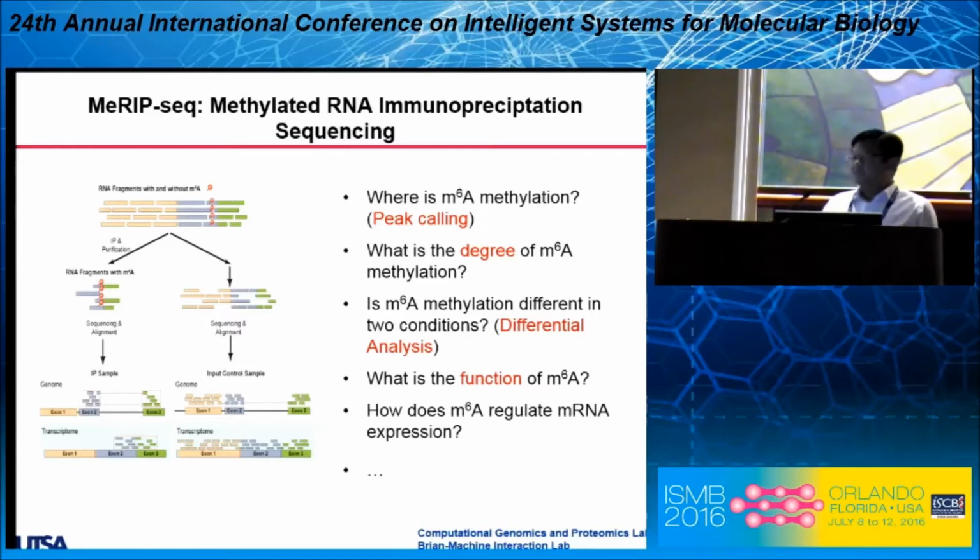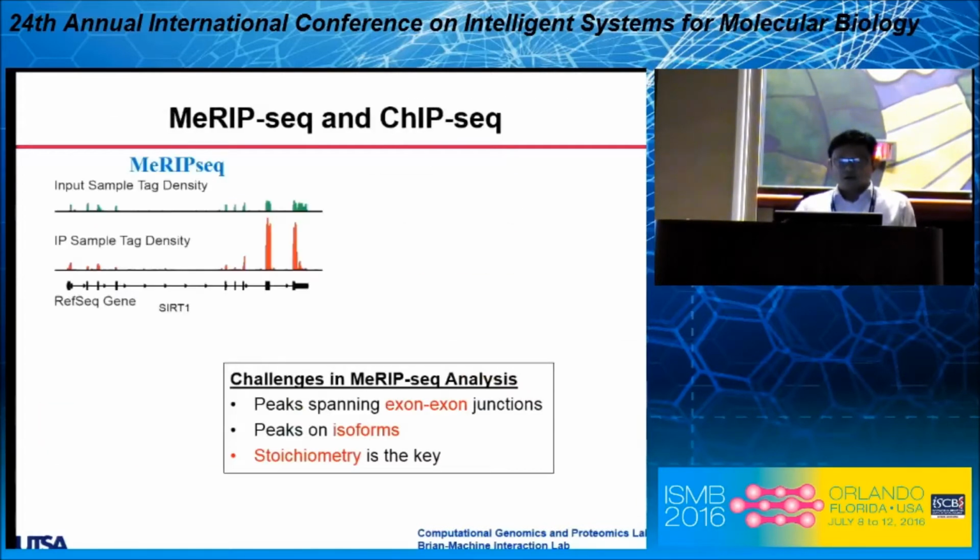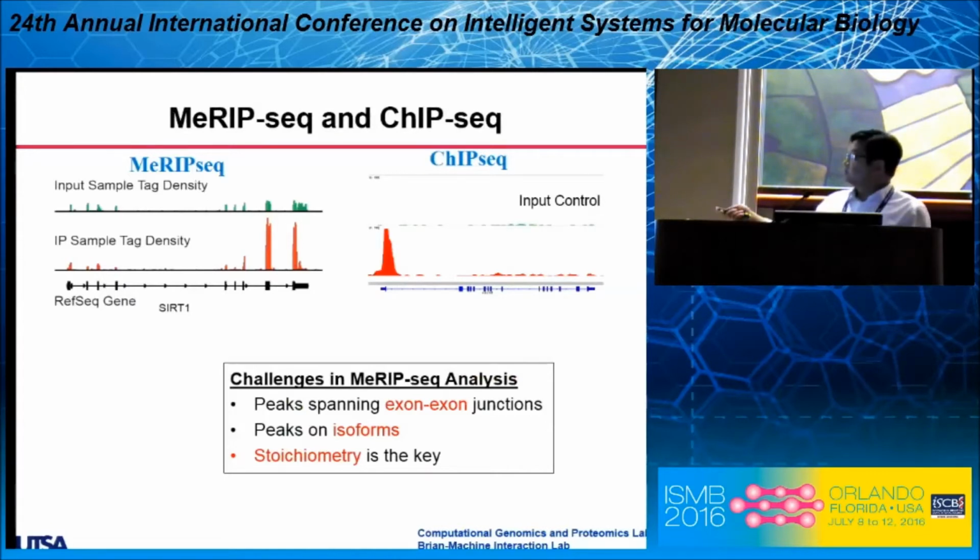With these 2 sets of samples, we can detect where the m6A peaks are, and we can carry out subsequent prediction of functions. So let me tell you a little bit about the differences between MeRIP-seq and ChIP-seq. The main difference is that the peaks now span across exon-exon junctions. This is not normally what you see in ChIP, because ChIP mainly applies to DNA. Also, the peaks now reside on isoforms, which is also very unique. In addition, there's a huge variation in the IP and input samples, which you don't normally see in ChIP.